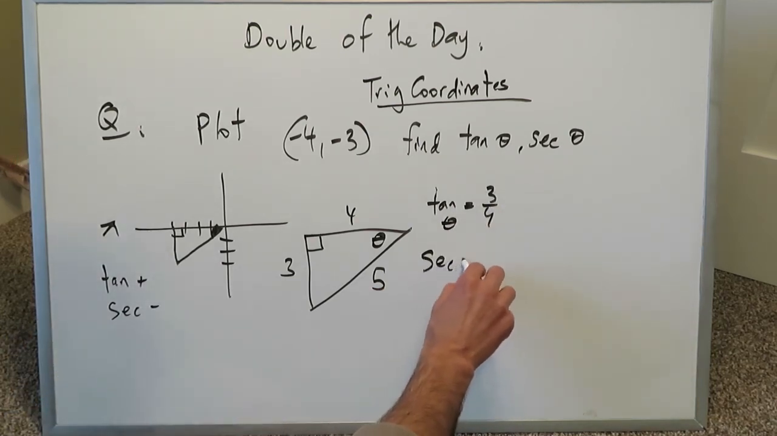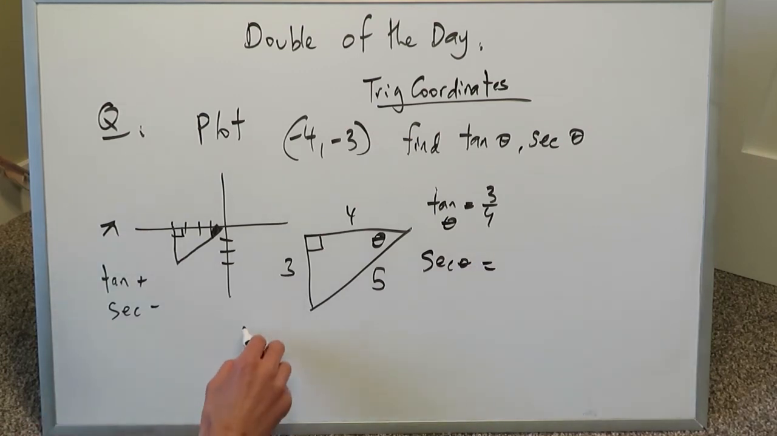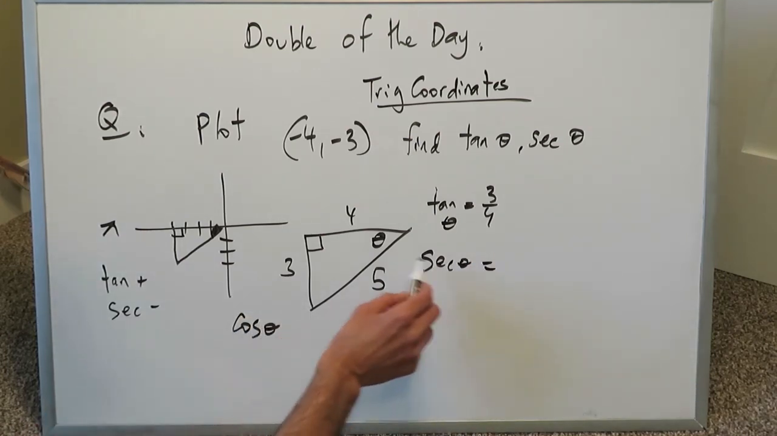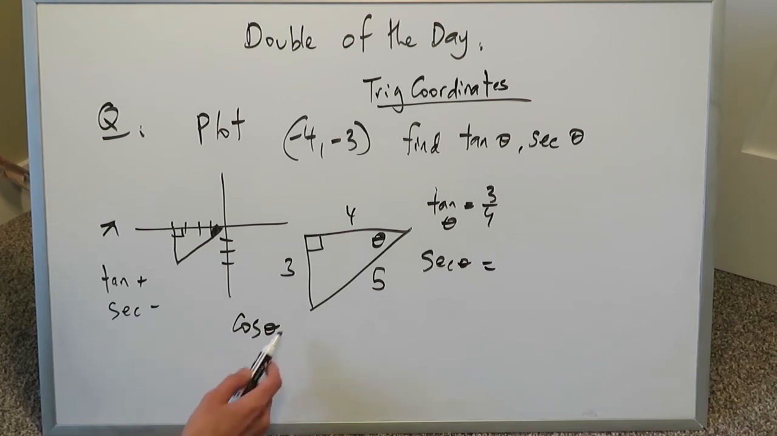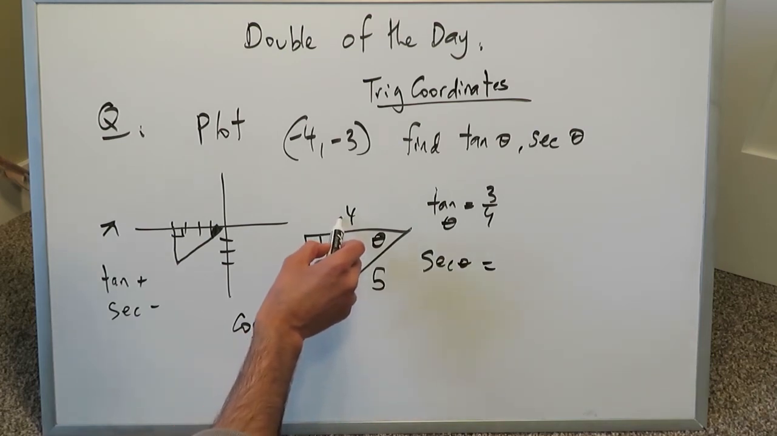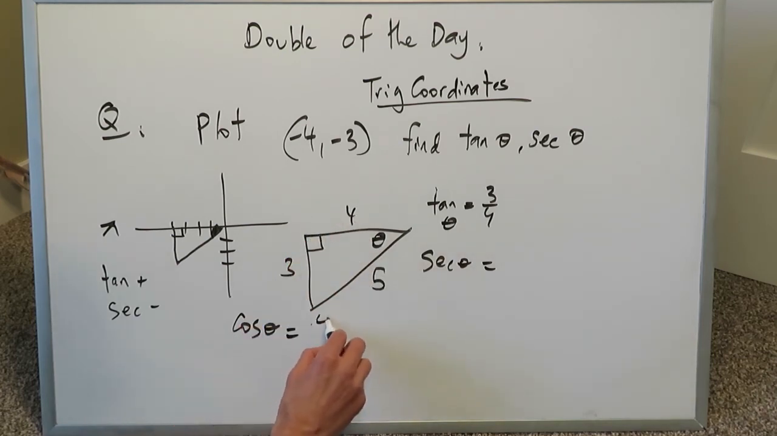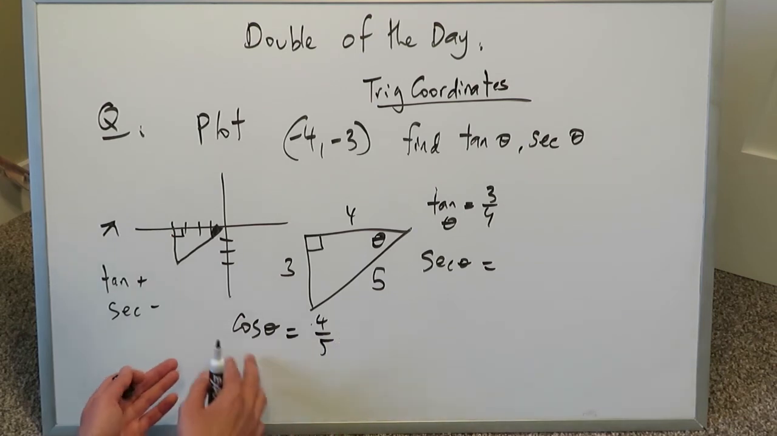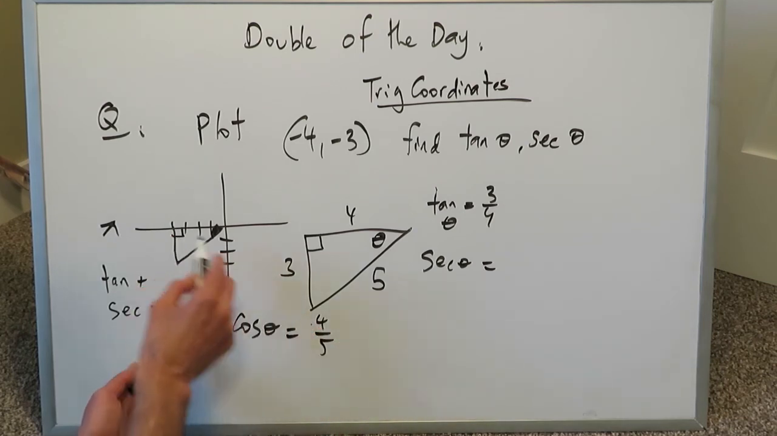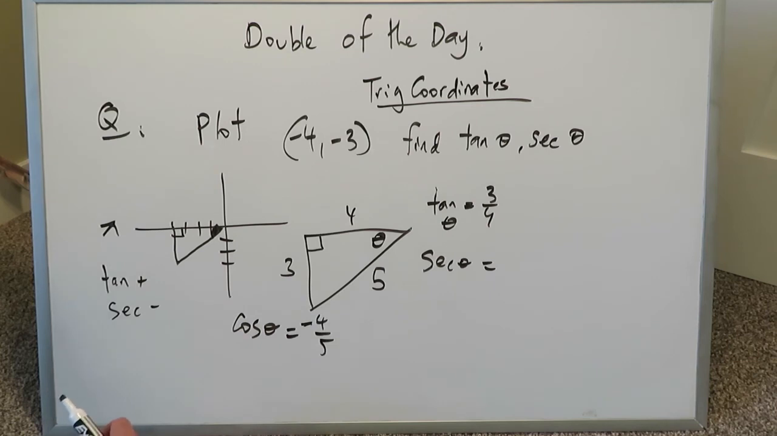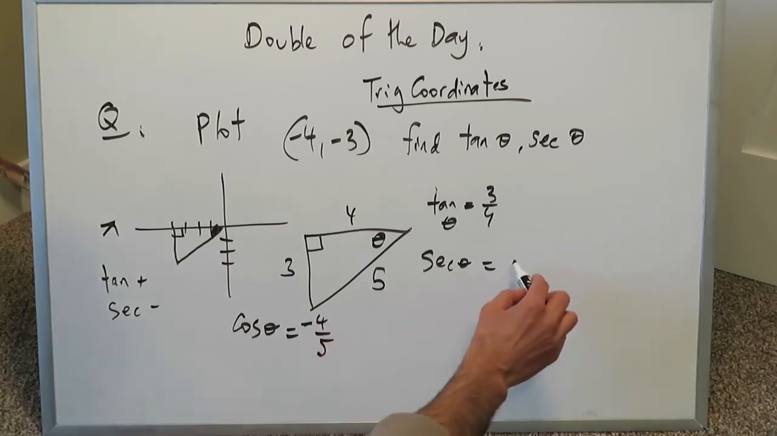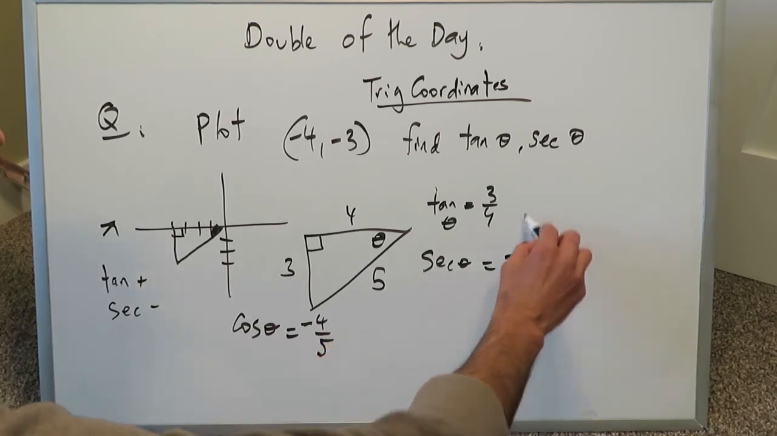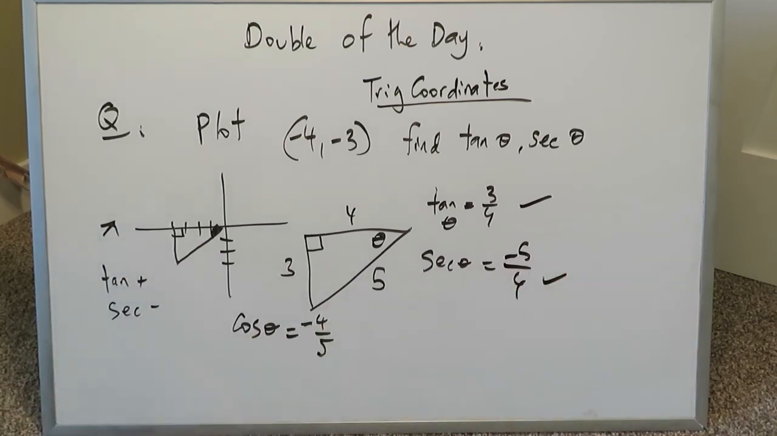How about secant theta? To determine secant theta, you can first determine cosine theta, because secant is the reciprocal of that. Cosine here would be adjacent over hypotenuse. It would be 4 over 5. But you know cosine has to be negative in this third quadrant, so we can just put minus 4 divided by 5. When you do the reciprocal of this, you get minus 5 over 4. Both of these answers must be good, and they are right.